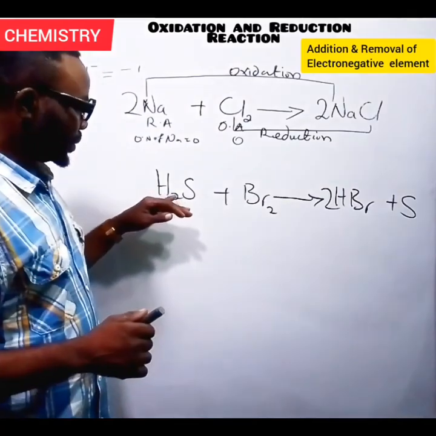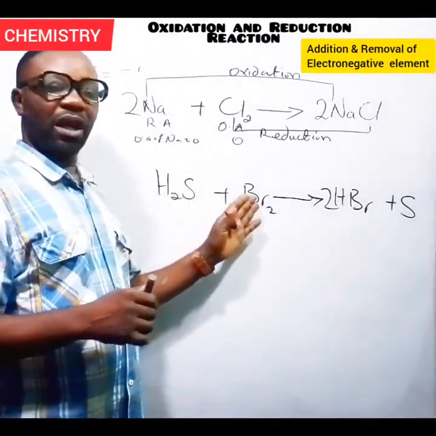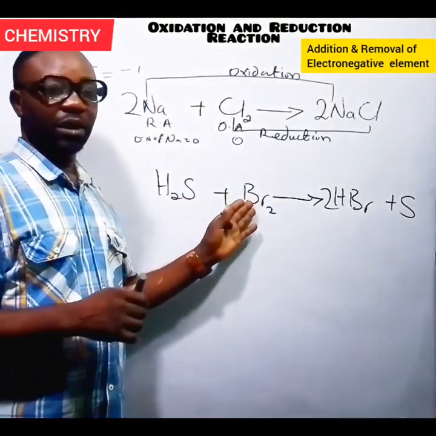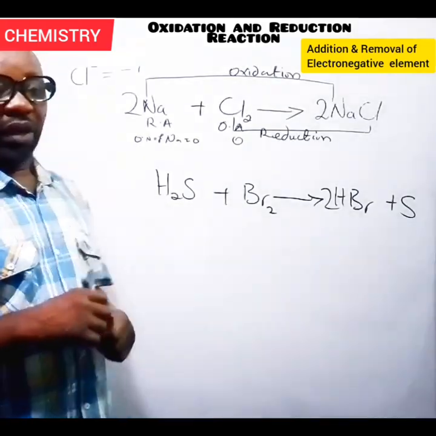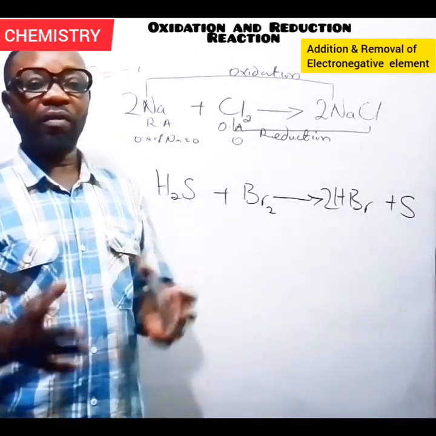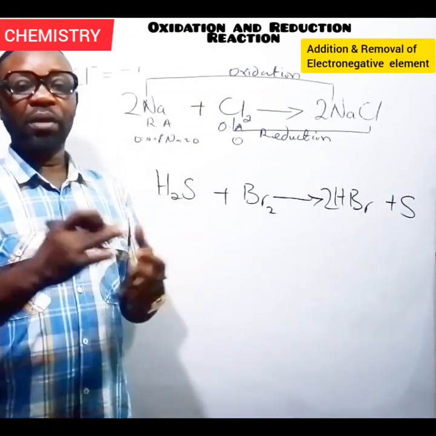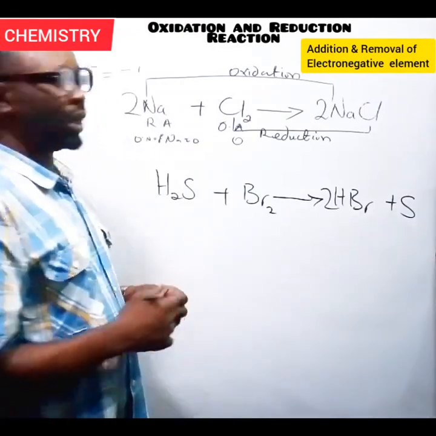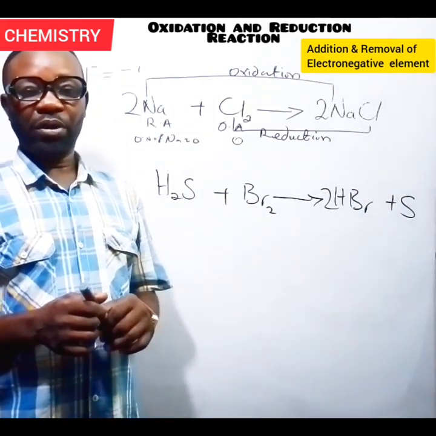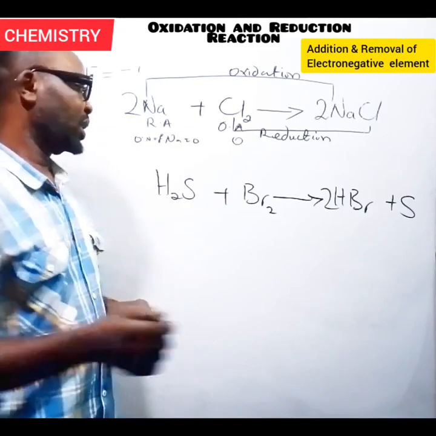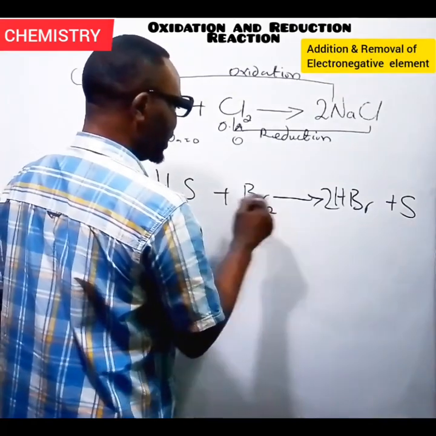Now, the next thing we need to note is this. We can see that we have 2 electronegative elements, bromine and sulfur. We have to make sure that we have an idea about their positions on the electrochemical series table. The one that is more electronegative will be the one referred to as the oxidizing agent. In that sense, bromine is more electronegative, so it is referred to as the oxidizing agent.